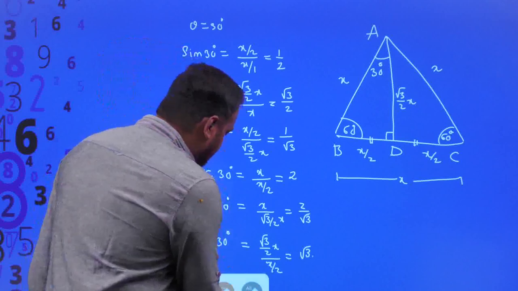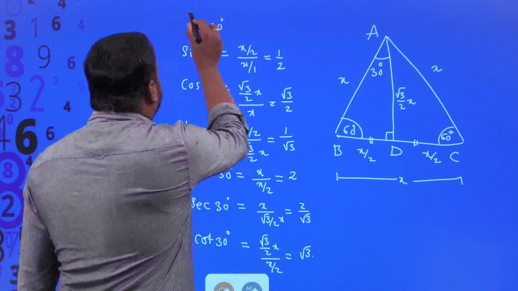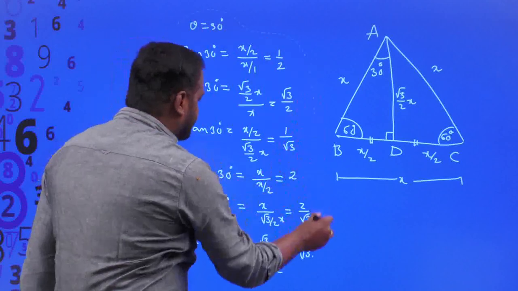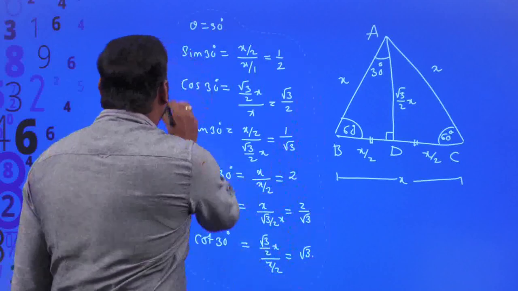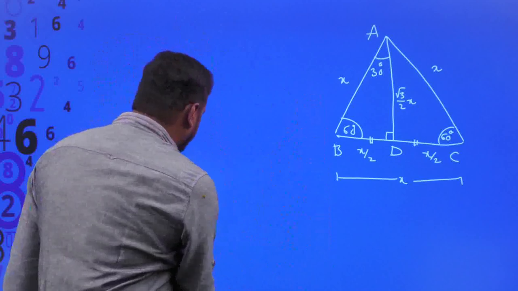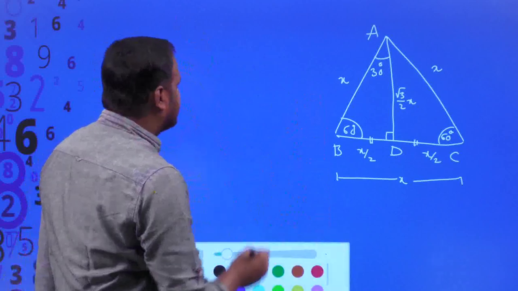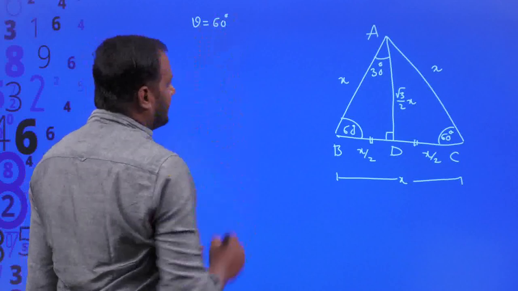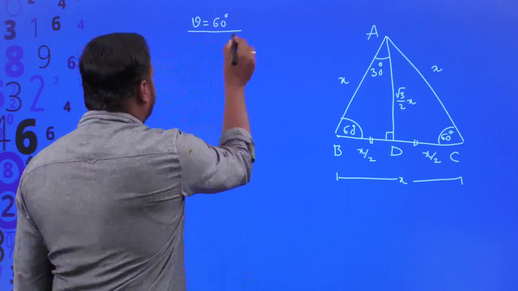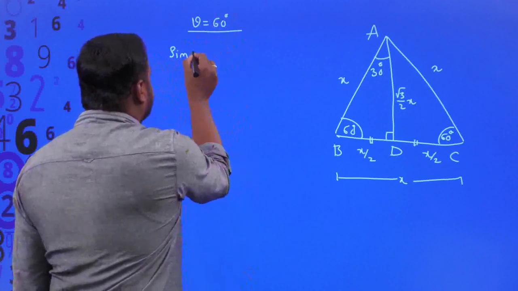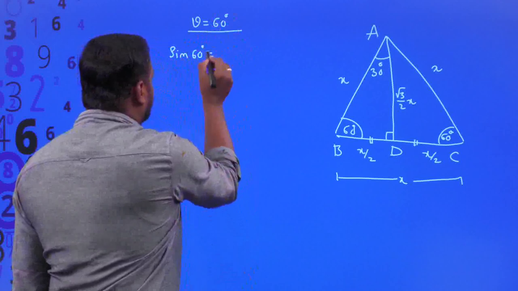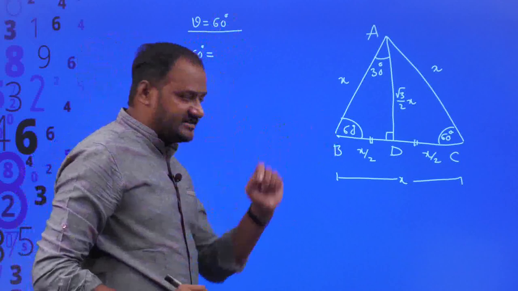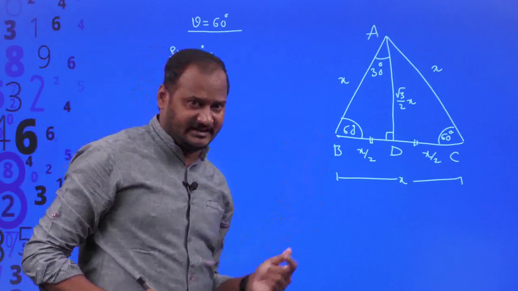Okay, so now theta is going to be 60 degrees. For 30 degrees everything is over. Now we are going to figure out for 60 degrees. Now theta is equal to 60 degrees. Coming to the first trigonometric ratio, that is sine. So sine 60 degrees is equal to, now according to this angle with respect to 60 degrees.